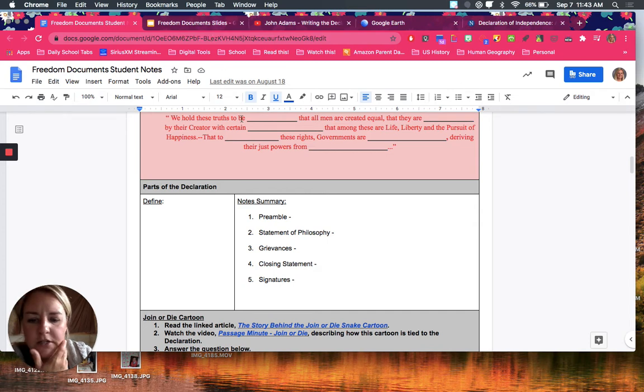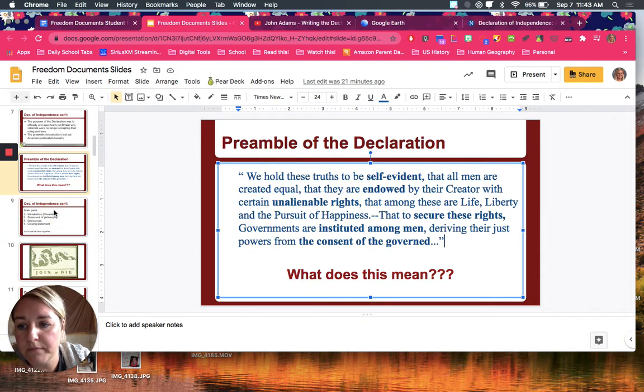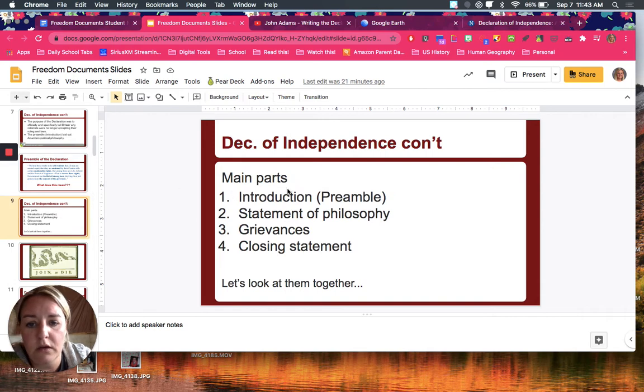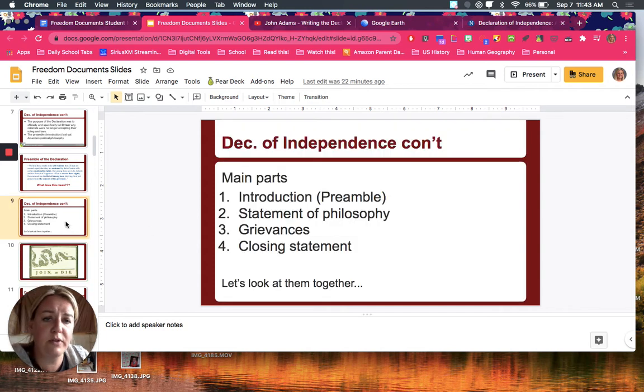Now, the next section here is the breakdown of the Declaration itself, right? So we're going to take a look at that in our next few slides here. All right. So as we're looking at, I have broken this up into 4 main parts. And different historians, different people break this up in different ways. They just do. So this is just the simple way that I took a look at it for class specifically.